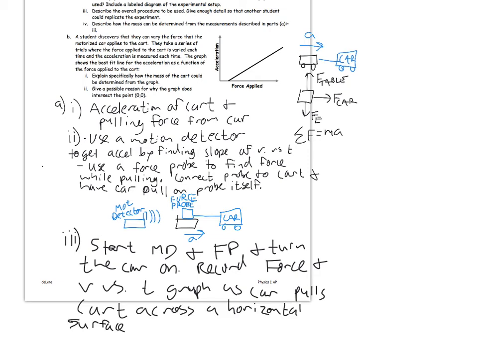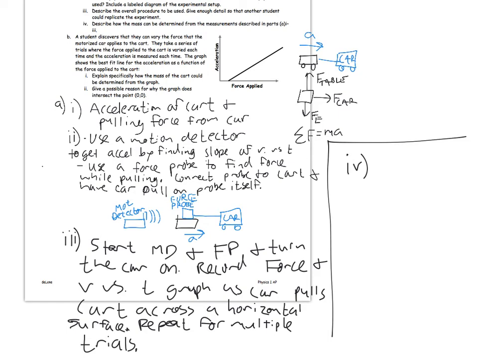One last thing I'm going to add, and the AP actually doesn't always make you do this, but I'm going to say repeat for multiple trials, because we always want to take more than one trial in case there's errors or something like that. The last part we want to do is talk about how these measurements we just took are going to allow us to calculate our mass, which is ultimately our goal.